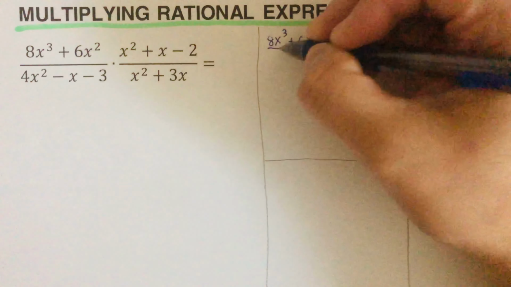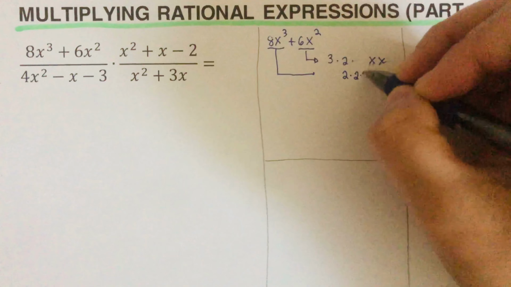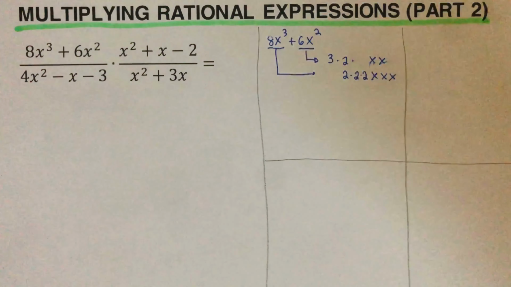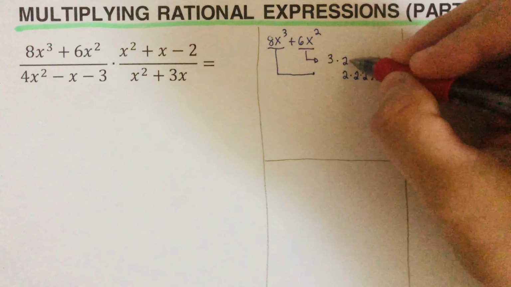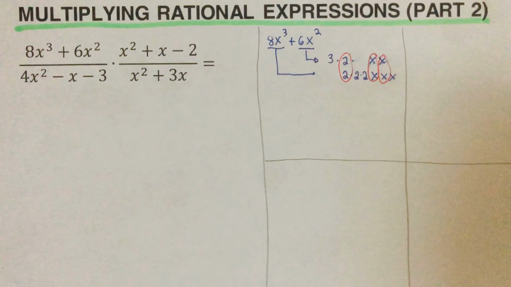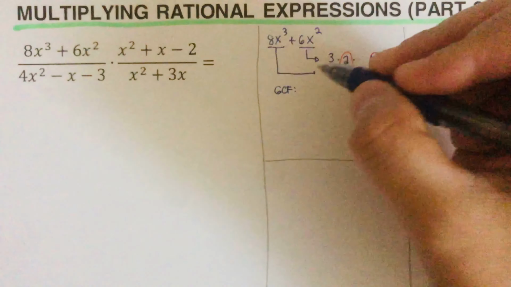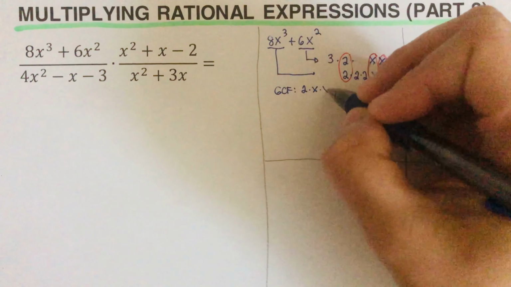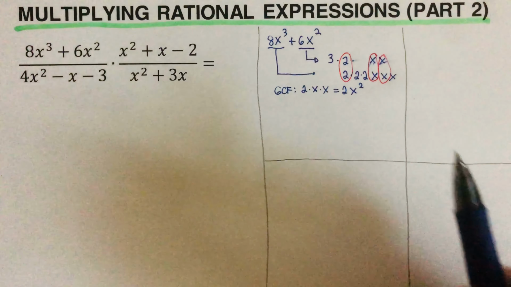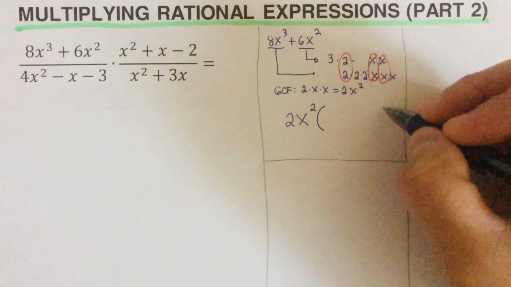And then this 8x cubed would be 2 times 2 times 2, so that's 8, and then there are 3 x's. And from here, we can say that the common factors are 2, and we have x and x, so the GCF would be 2 times x times x, which is 2x squared. So then we are going to factor out the GCF, which is 2x squared. So we put that outside the parentheses.